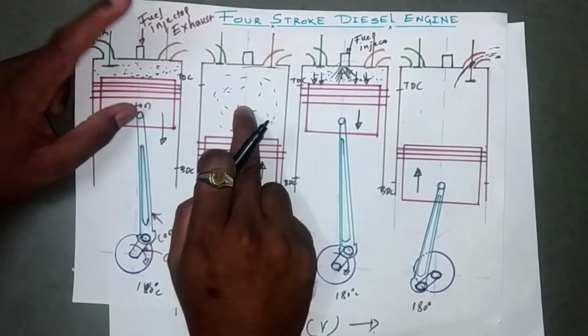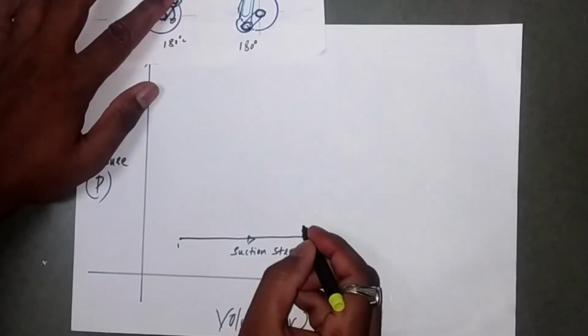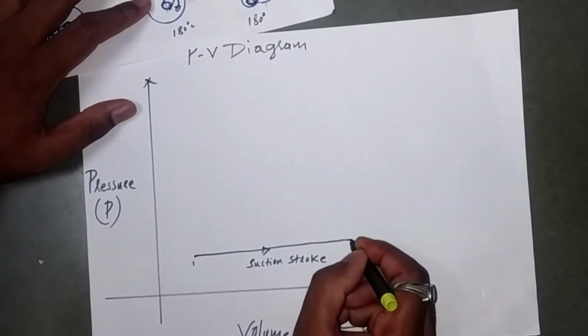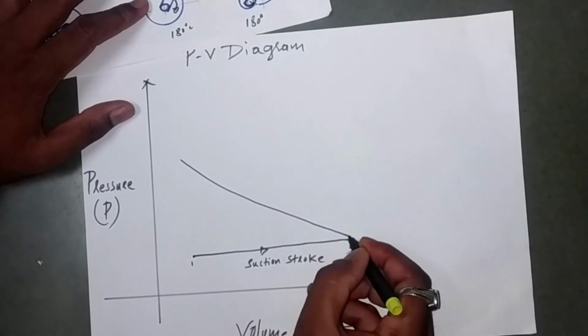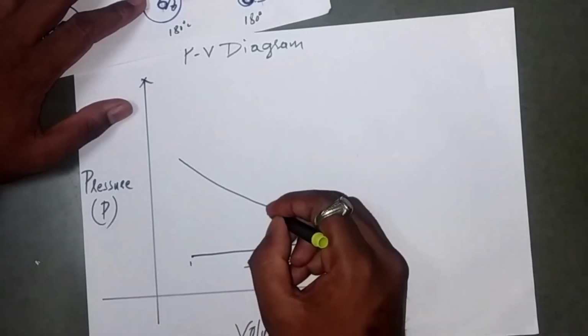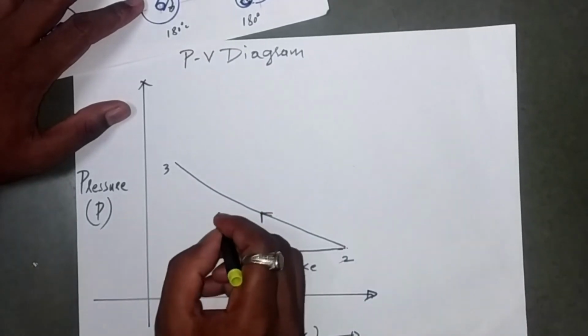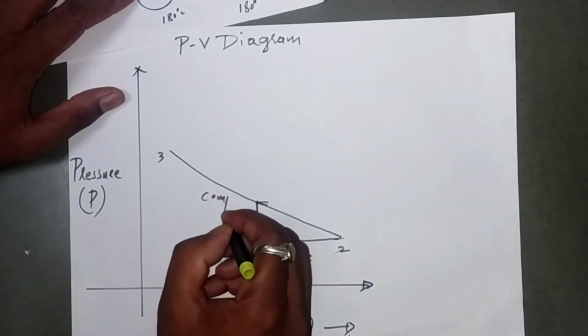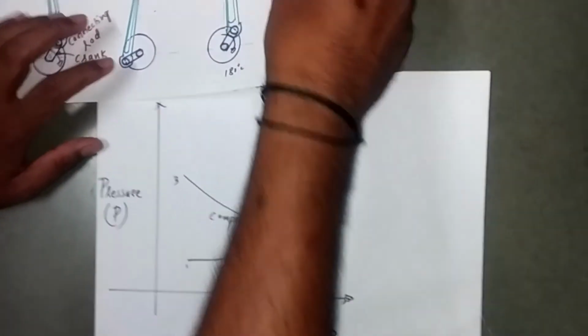So I'll be showing the adiabatic compression on the PV diagram. In this case the volume is decreasing and the pressure is increasing. So this is an adiabatic process, and I'm going to show it like this, from 2 to 3. This is your compression process or compression stroke. So the compression stroke is done.